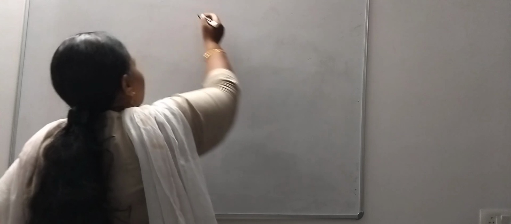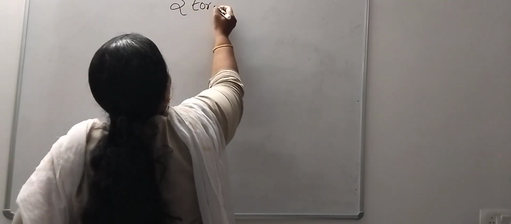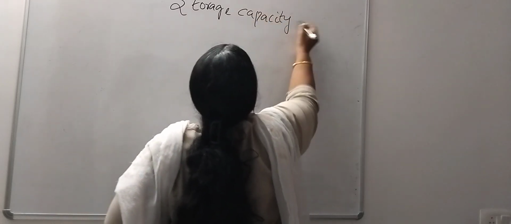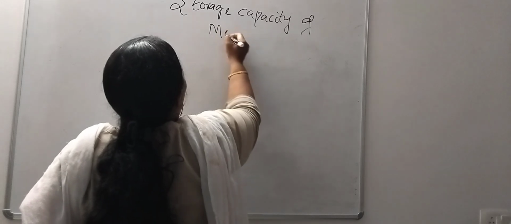In my last class I discussed that whatever data you have, either textual information, a video, a photo, a film or a song, every data will be stored in the form of binary bits. Those binary bits are nothing but ones and zeros. So when we come to the storage capacity of the memory, my topic is storage capacity of memory.